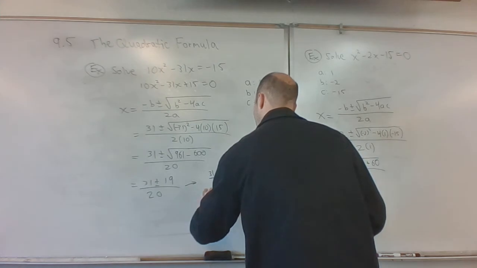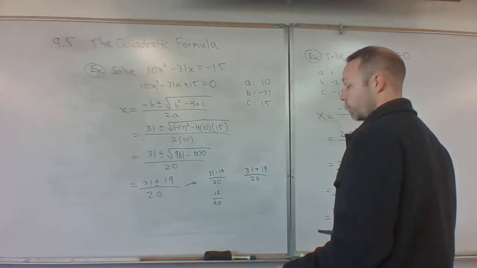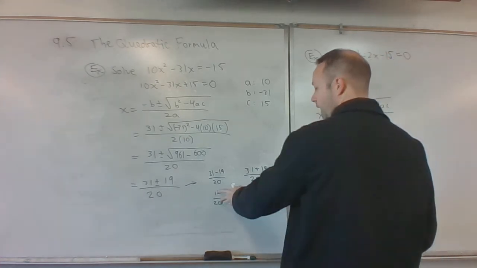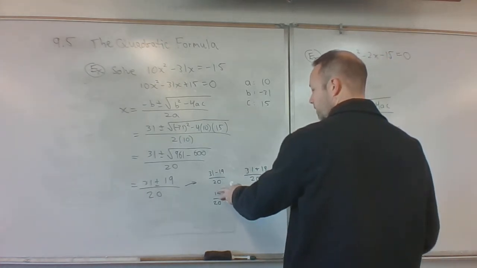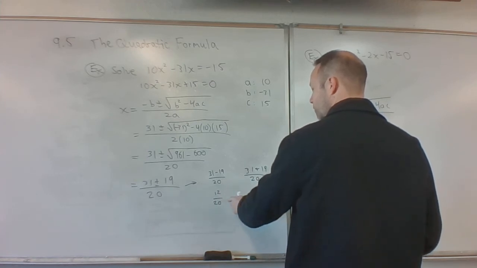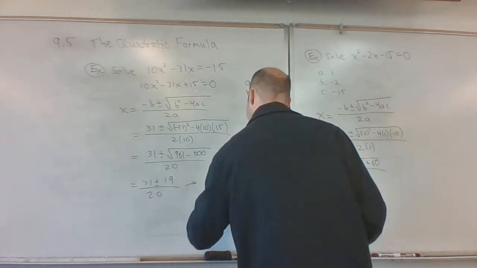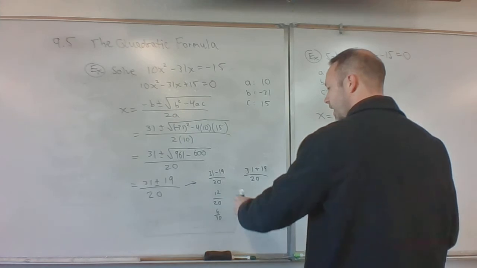So this is 12 20ths, and both those are divisible by 2, so I can reduce. If I divide by 2 and divide by 2, 12 over 2 is 6, 20 over 2 is 10. That's the same thing as 6/10, and I can divide by 2 again and get 3/5.